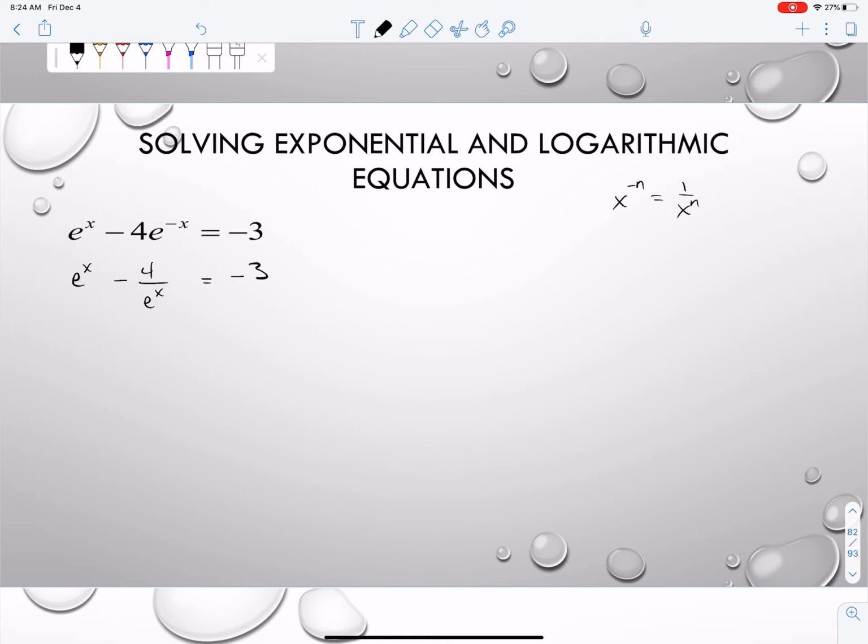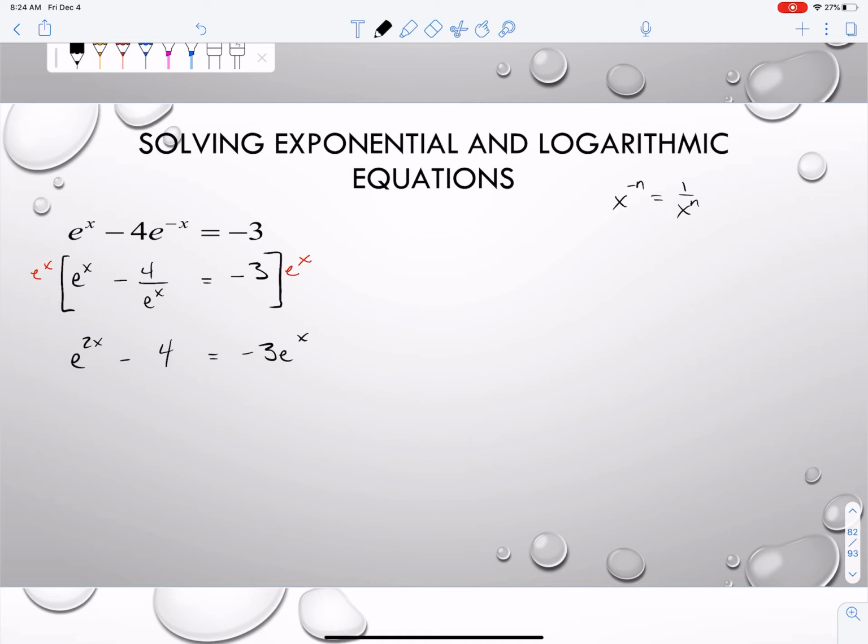Now think about something else we've done before as well. This kind of falls into those rational equation types. So I want to figure out what the least common multiple of my denominators is, and multiply through so I clear it. In this case, the least common multiple of my denominators is going to be e to the x. I want to multiply both sides of my equation by e to the x. When I do that, I'm going to get e to the 2x minus 4, because the e to the x cancels, equals -3e to the x.